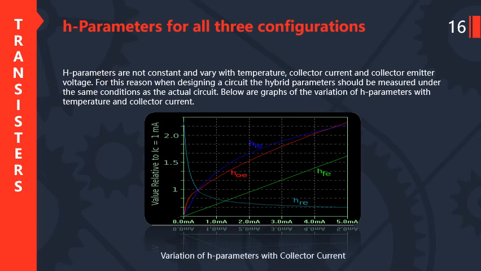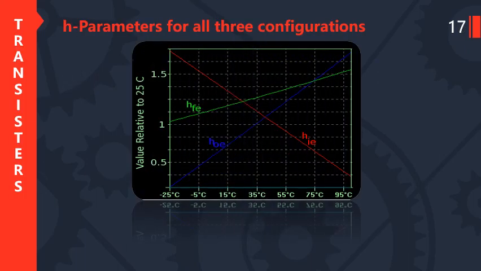So this is the variation of H parameter with collector current. This is the variation of H parameter with temperature.